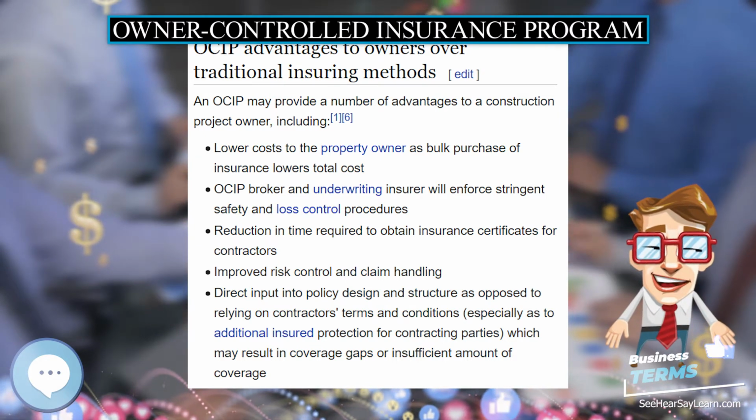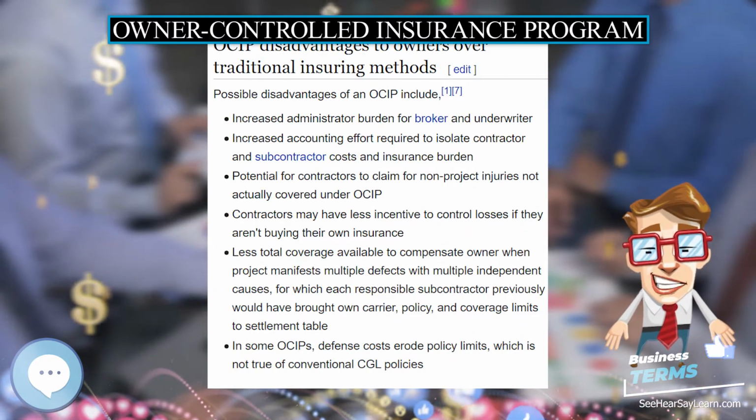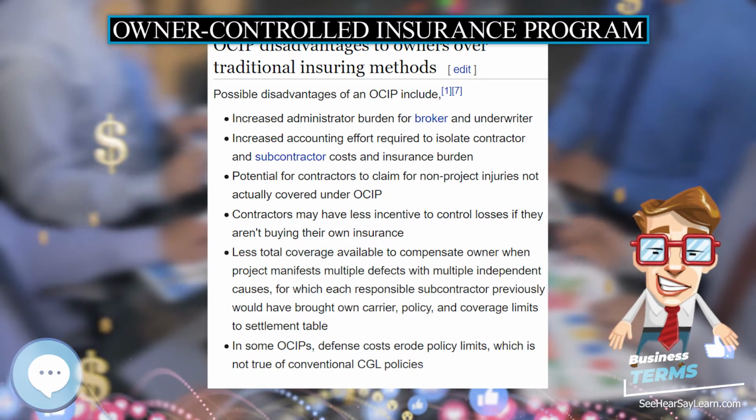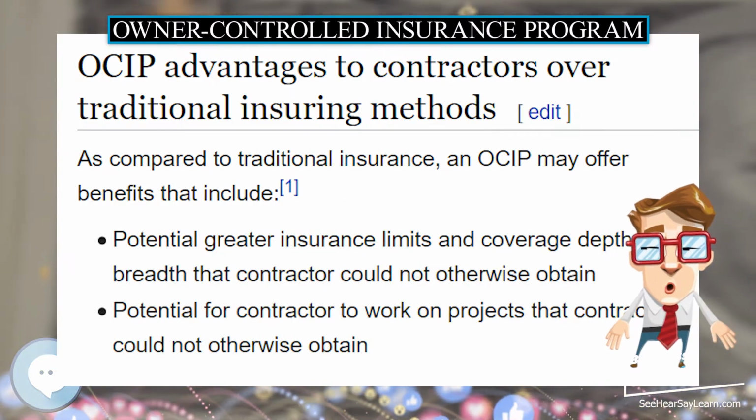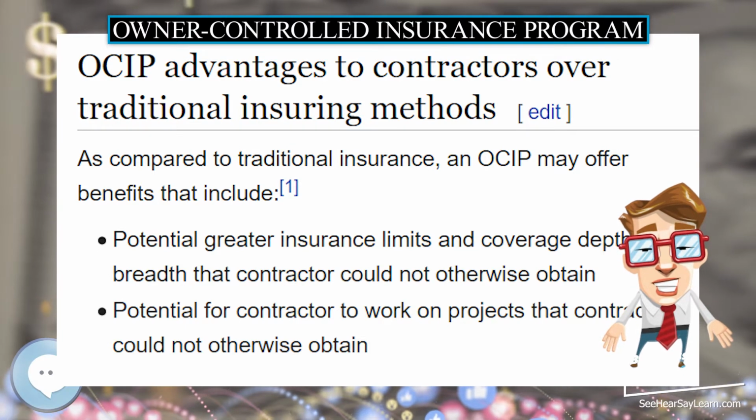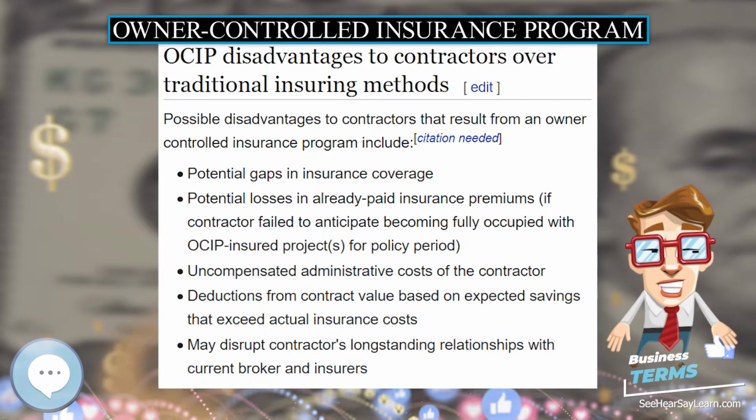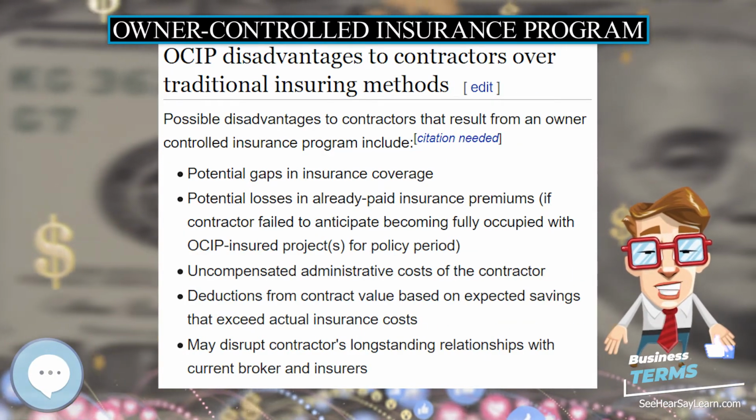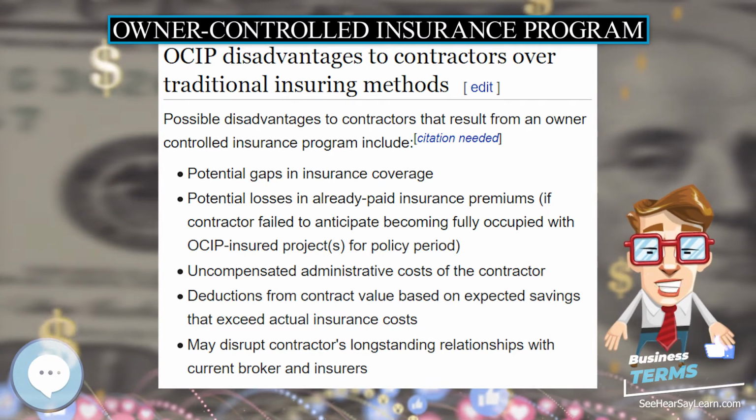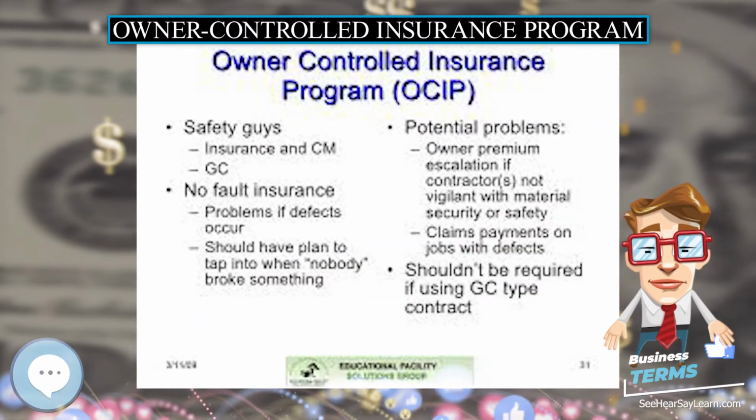A large property owner that always has many construction projects in progress at any particular moment, like a real estate investment trust, an urban school district, or a state university system, may attempt to realize additional savings by obtaining a single OCIP to cover multiple projects.